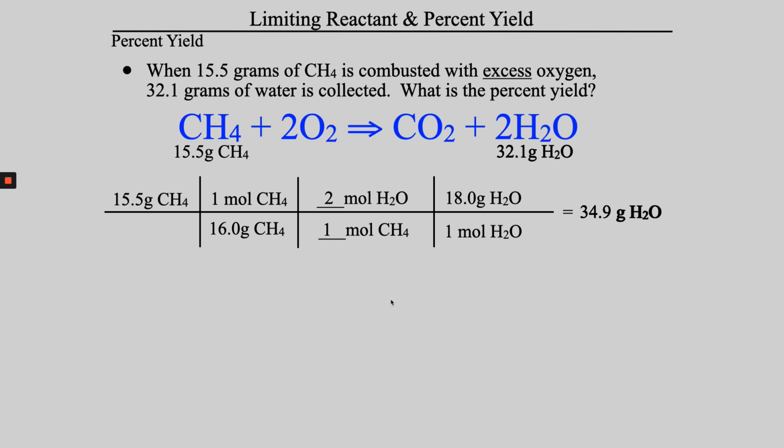Now we can start to get a sense of where we're at. So how much water should we have produced? 34.9 grams. How much water did we produce? Only 32.1 grams. So we lost about 2 grams of water. So then the question becomes, okay, how is that as a percentage? So then we write down the equation. Percent yield is equal to actual divided by theoretical.